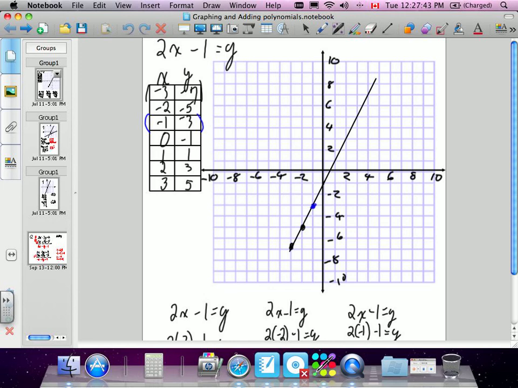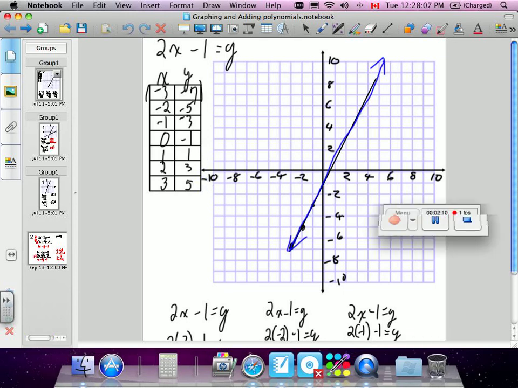From there, we figured out that we had a pattern. We were continuously going up by 2. So the next number after negative 3 was negative 1, then positive 1, positive 3, positive 5. We plotted those points along here, and we extended our graph. That was graphing using a table.